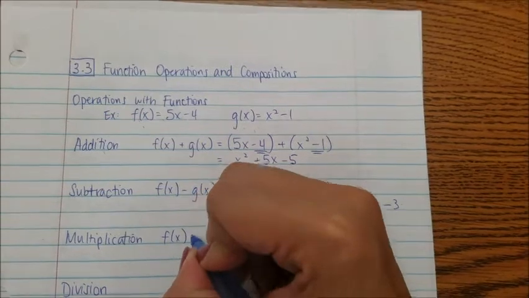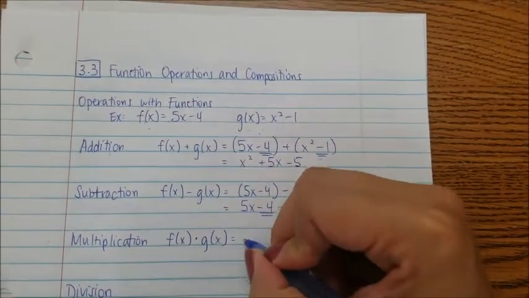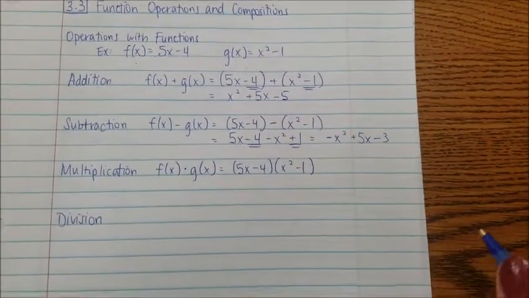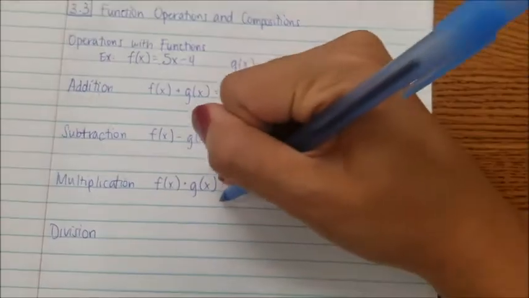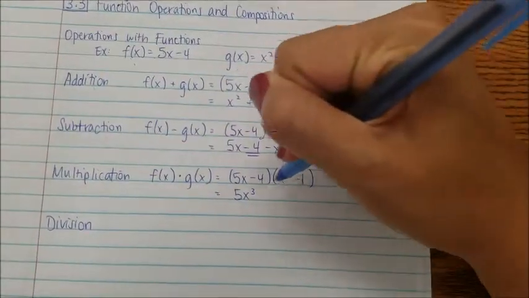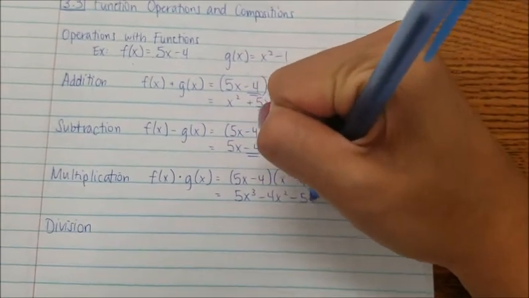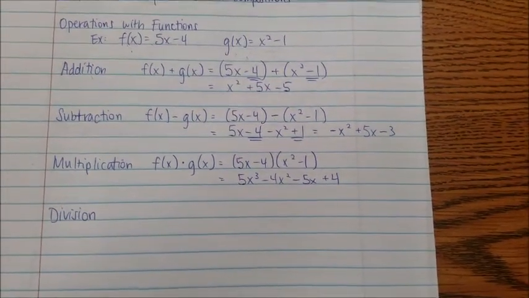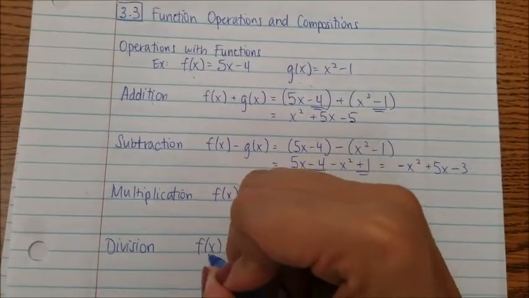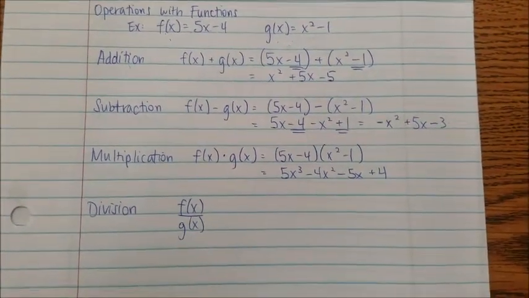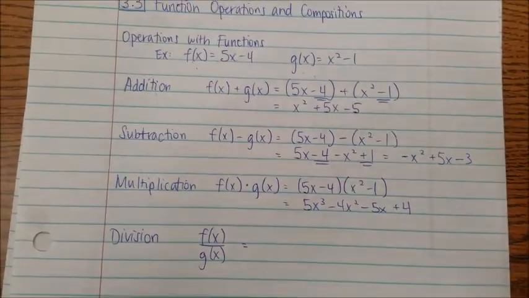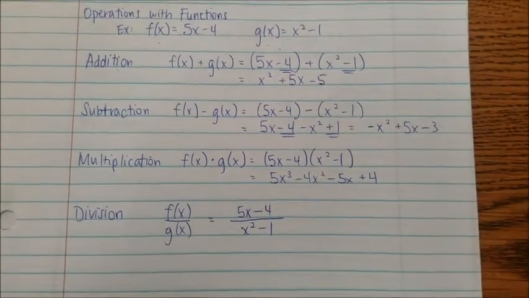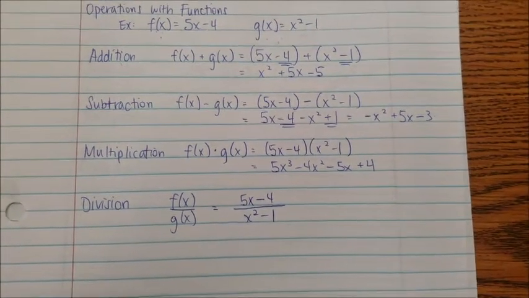Multiplication means we're multiplying our two functions together, which really means we're foiling. So we have 5x minus 4 times x squared minus 1. Foil everything out. I think you end up with 5x cubed minus 4x squared minus 5x plus 4 as your final answer. Division is just as simple. Let's say we're trying to divide f of x divided by g of x. We would write it out like that, 5x minus 4 divided by x squared minus 1.